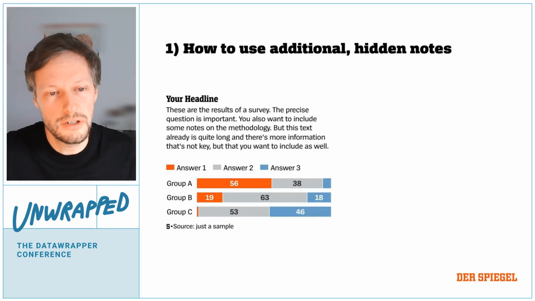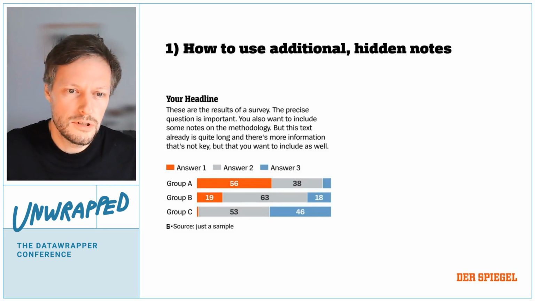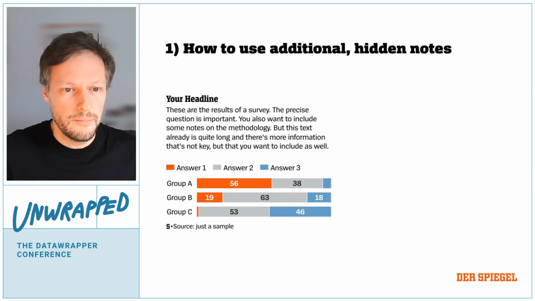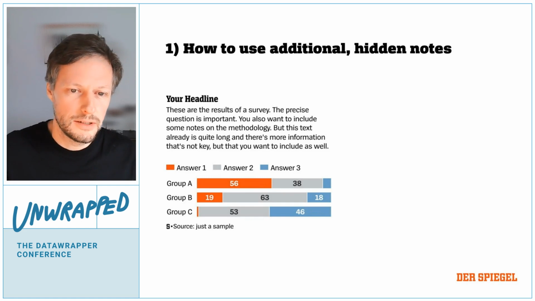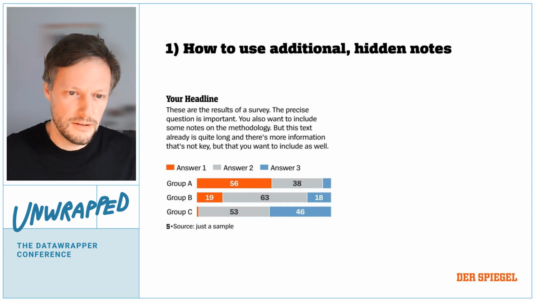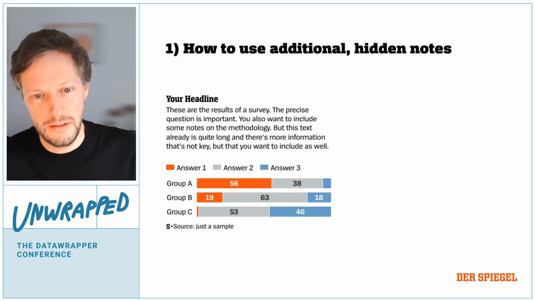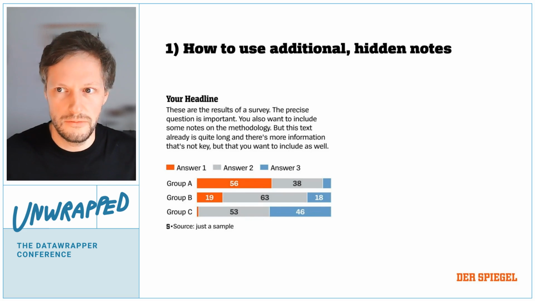The precise question is important for the chart, but maybe you also want to include some notes on the methodology. And you can see this text is already quite long. It's getting longer and longer. And there might be more information that is not key, but you want to include as well. And if you do it like this, then you can see, okay, this is getting quite cluttered. It's not looking good. Imagine it on a small mobile phone, and it's something you don't want to read or see.